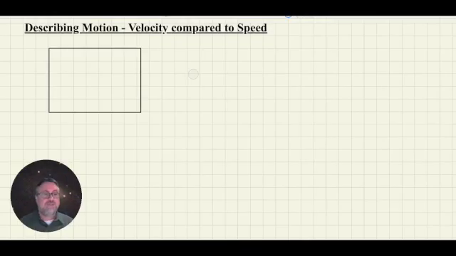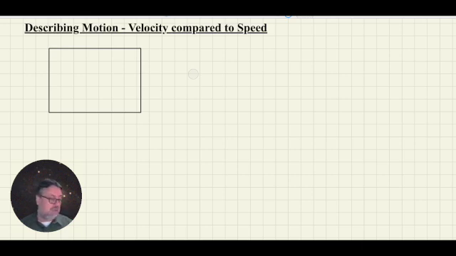Hello, physics students. So we've discussed the difference between position and velocity. We've discussed the difference between displacement and distance. Today we want to discuss the difference between velocity and speed. These are two different quantities in physics.